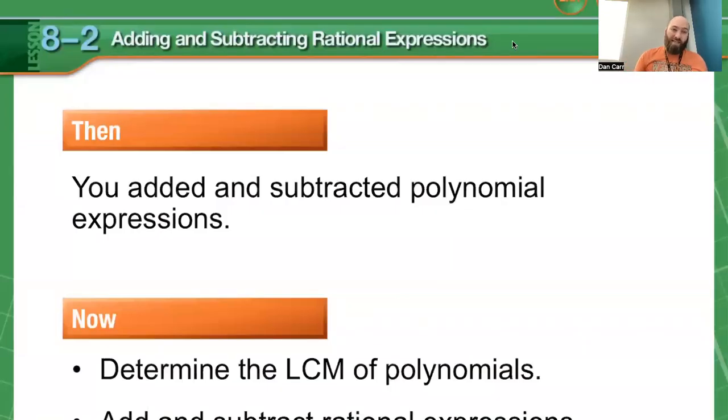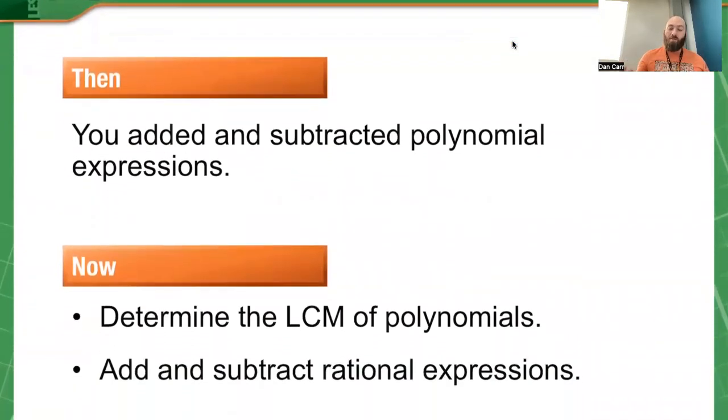Today we're going to be talking about 8-2, adding and subtracting rational expressions, although today we're just going to focus on adding. So you've talked about polynomial expressions, adding and subtracting those, looking at like terms basically. Now we're going to be doing it with our rational expressions, which, bringing back this term from the past, requires determining the least common multiple of polynomials. That's one of the skills we need, and it's going to lead us to adding today. Then next lesson we'll do subtracting.